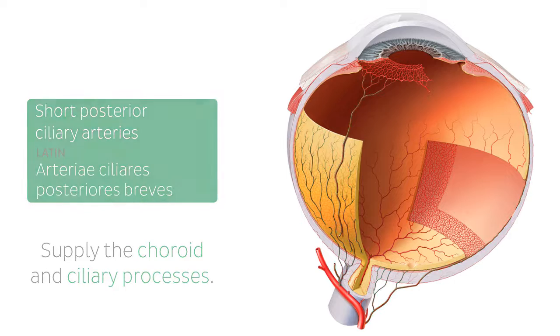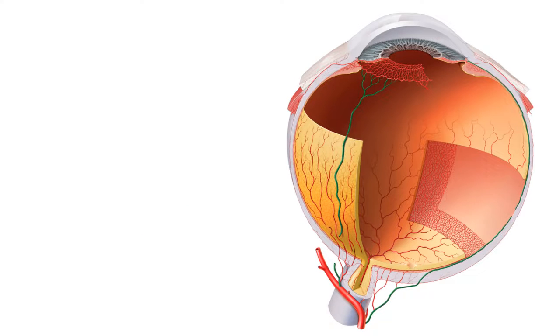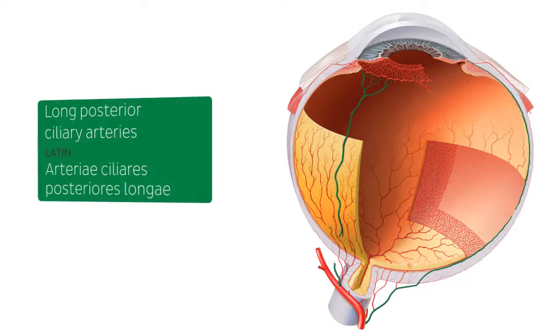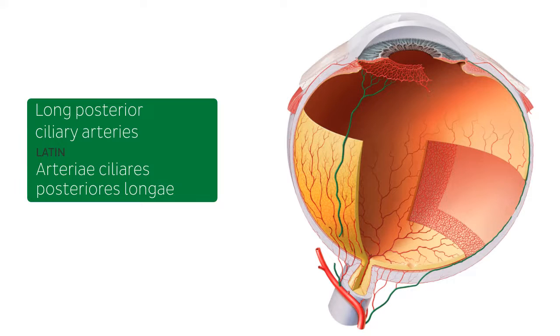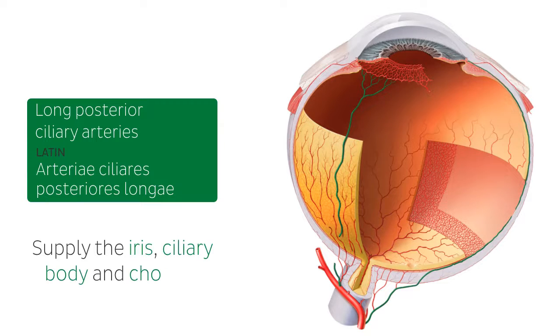As the ophthalmic artery crosses the optic nerve, it also gives off the long posterior ciliary arteries, and there are usually 2 of these in each eye. They run between the sclera and the choroid to the ciliary muscle. Here they divide into 2 arterial circles, which we will soon have a look at. The long posterior ciliary arteries supply the iris, the ciliary body, and the choroid.